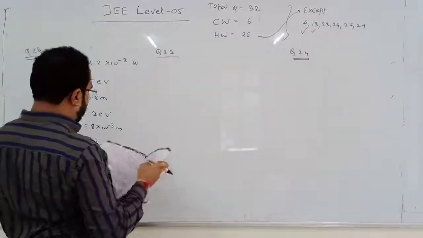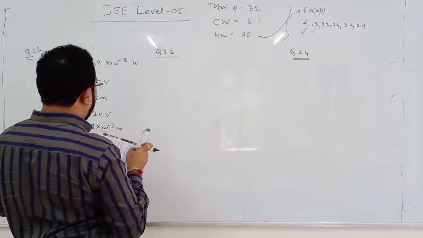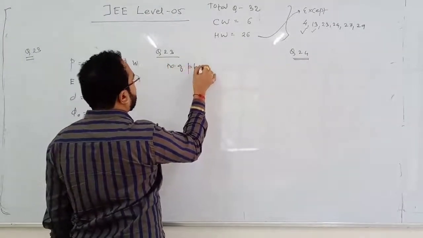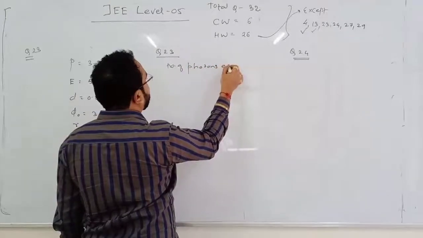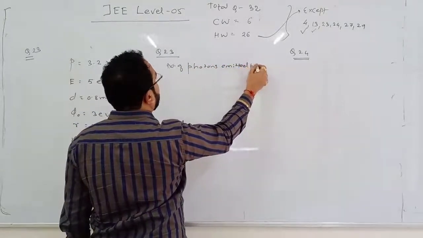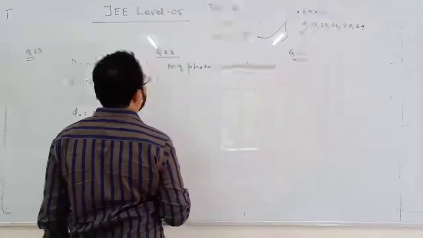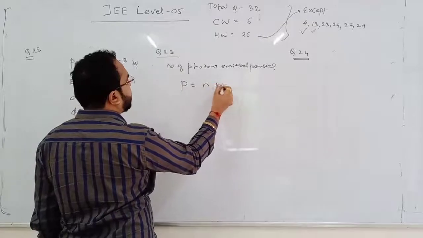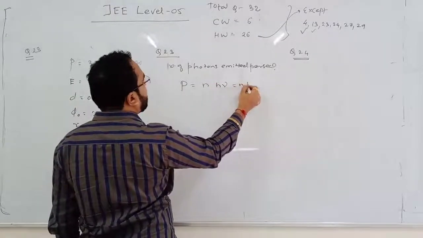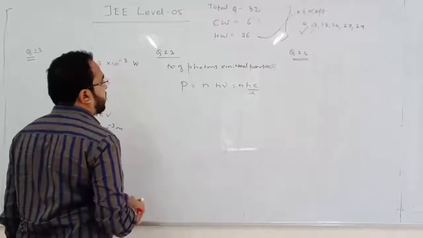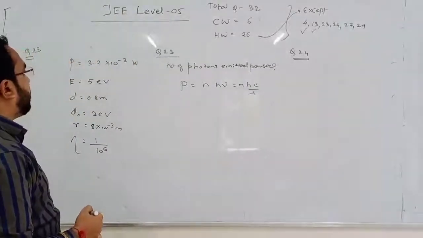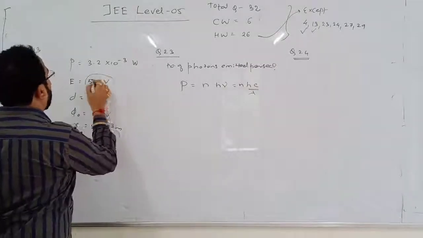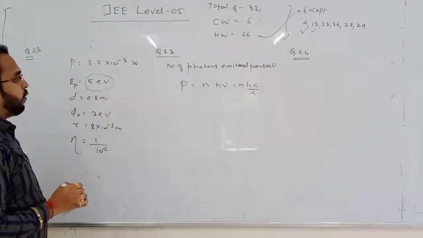So first of all I will write the question here. Find the number of photons emitted per second. We always think like this: power is equal to number of photons into h mu, or n into hc upon lambda. So the number of photons is asked. We know the power. This is the energy of one photon.